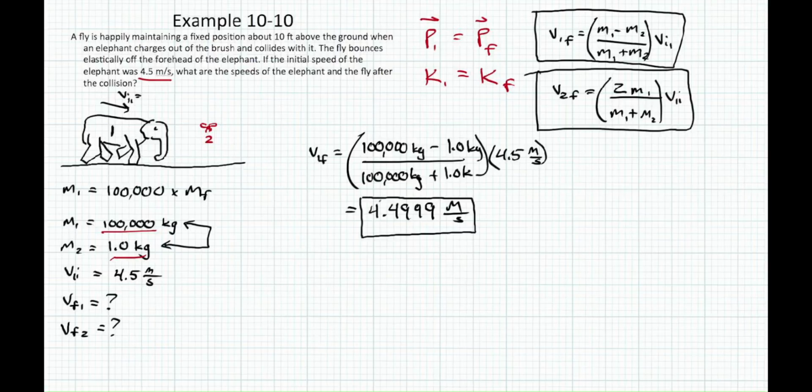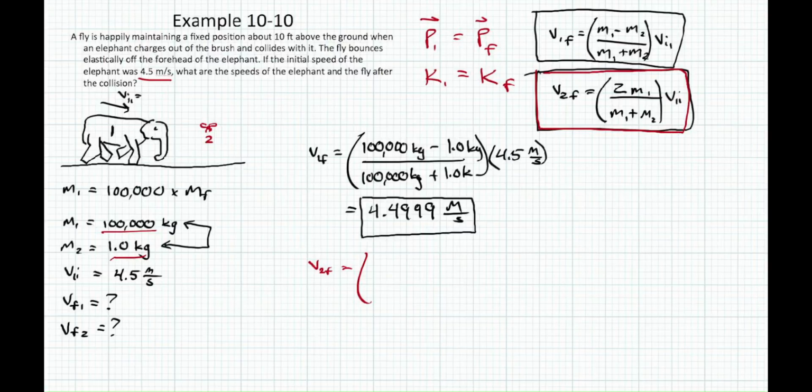Okay, but now we're going to see how the elephant affects the fly. So we're going to solve for the final velocity of object 2, the fly. In fact, I'll make this red so it stands out, and we know it's the fly. So the final velocity of object 2, we're going to use this equation up here for. Now remember, object 2 was initially at rest.